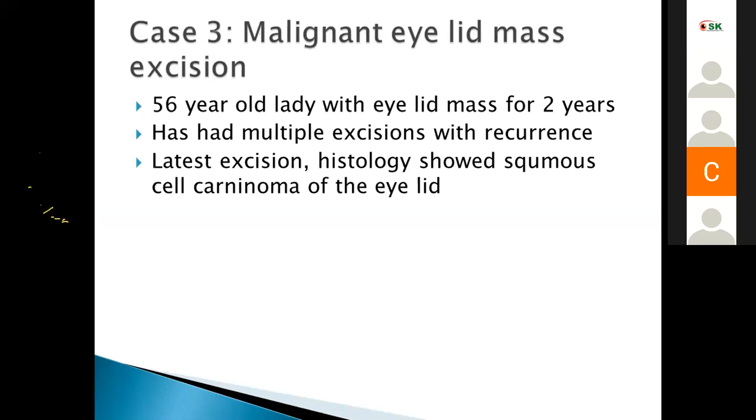This is a 56-year-old lady who presented with an eyelid mass, which started to grow 2 years ago. This patient had had multiple excisions, I think 3 times, with recurrence. Before the two earlier excisions, histology had not been done, but from the latest excision, histology had been done, fortunately, and showed a squamous cell carcinoma of the eyelid.